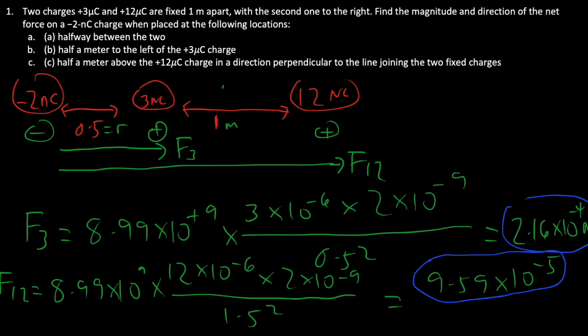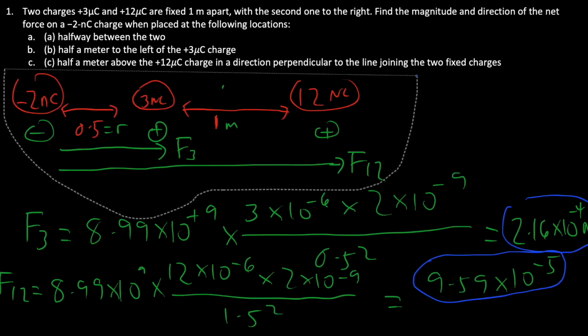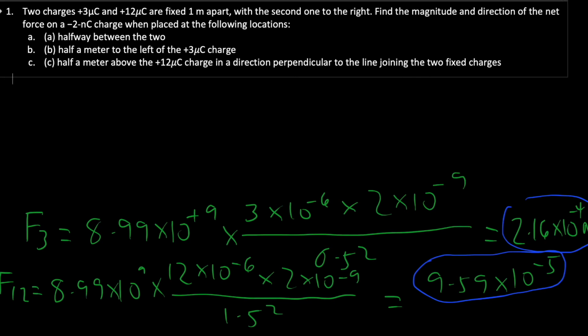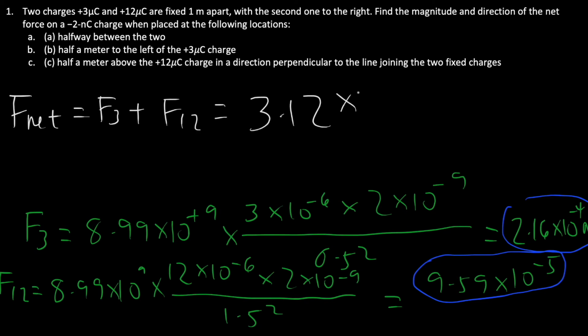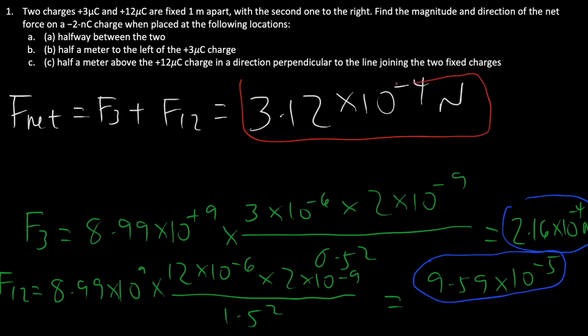Now you can calculate the net force by adding them up. So F net is equal to F3 plus F12, which gives us a value of 3.12 times 10 to the negative 4th Newton. So this is the final answer for part B. Now let's do part C.